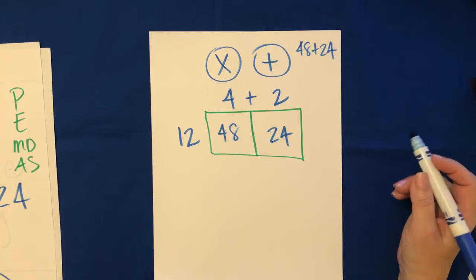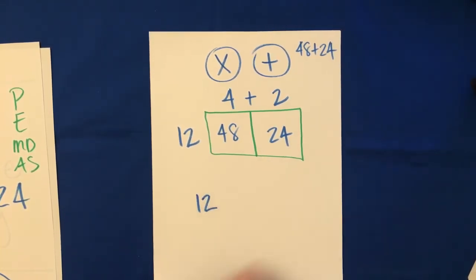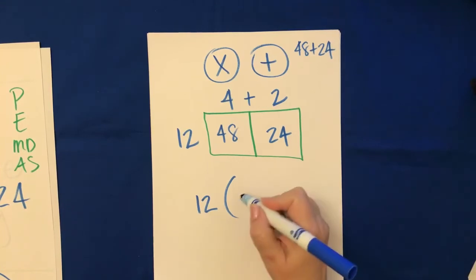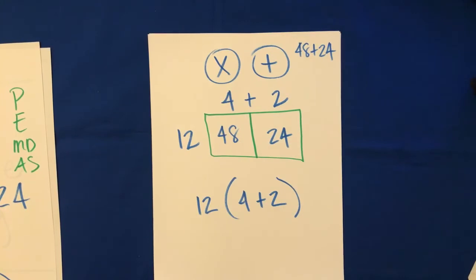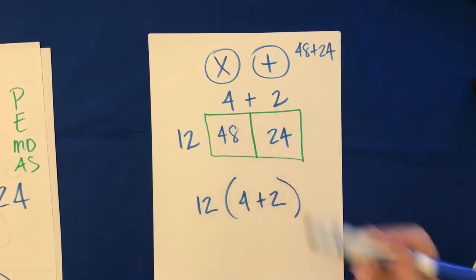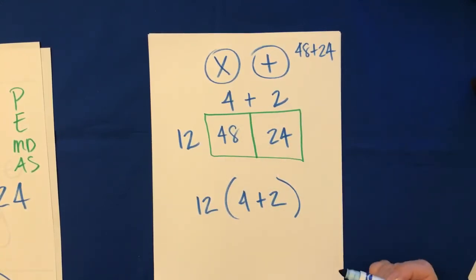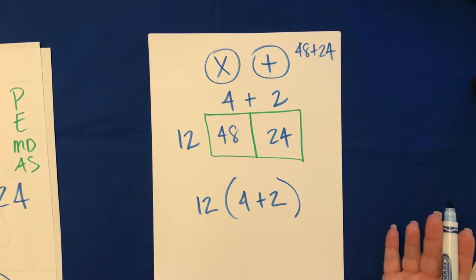Okay, so I see 2 people placing the 12, the factor, outside, and then keeping the 4 and the 2 inside. Okay, yeah, so I'm seeing that. Let's see. 12 times 4 plus 12 times 2. Okay, so I see that somebody has broken it apart into the 12 times the 4 and the 12 times the 2. That's another way that you can write an expression that would still lead us to the total of 72.